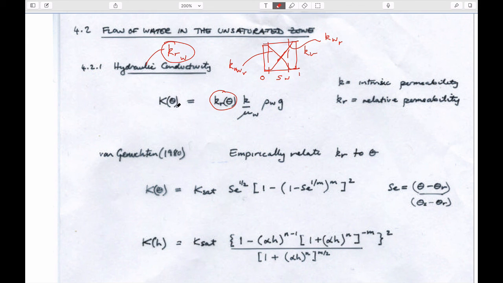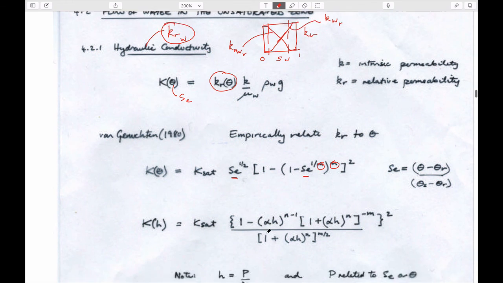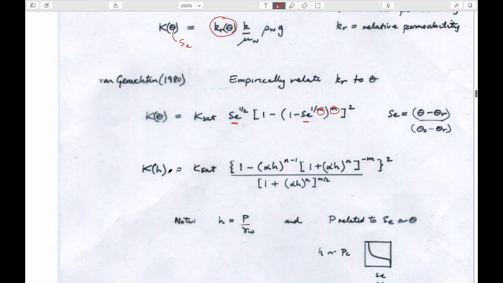You can define the relative permeability either as a function of saturation or as moisture content, which is what this term is here. And it is this term. It's a function of saturation and these coefficients. If you define it in terms of heads, in terms of saturations, which might be useful, then again, magnitude of n, magnitude of alpha, and m. So all terms that you'd know.